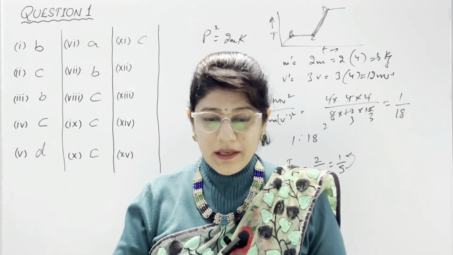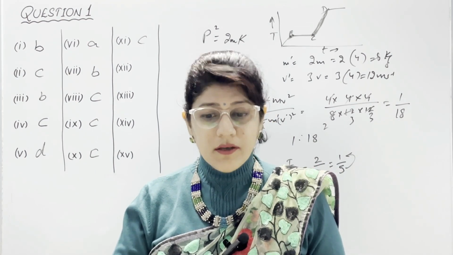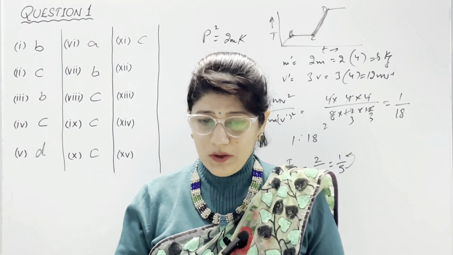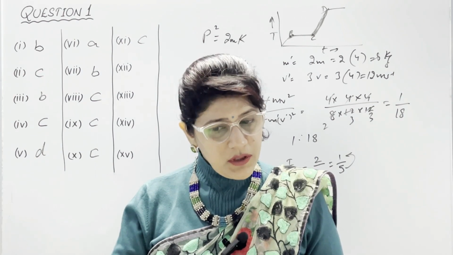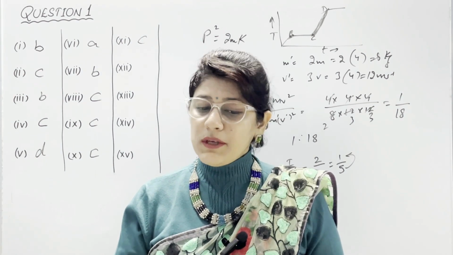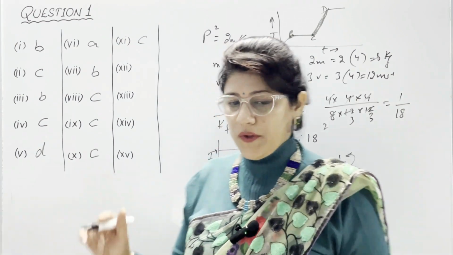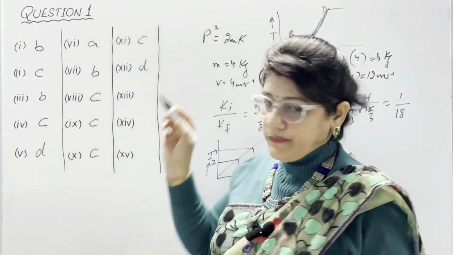In 12th part, the magnetic strength of an electromagnet can be increased by, very simple question: increasing the strength of the current, increasing the number of turns of the coil, placing a magnetic material core. D, all of the above, and we know that D, all of the above, is the correct option.